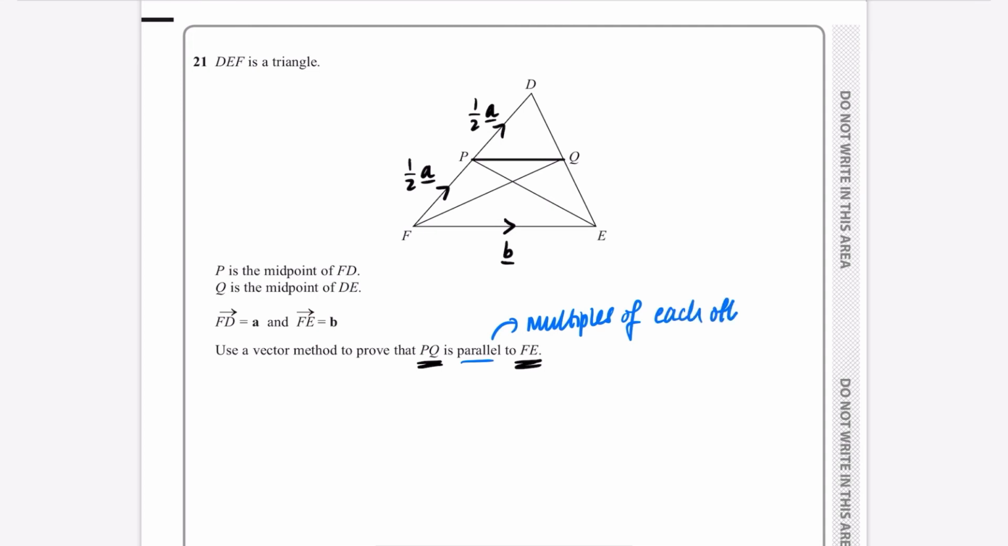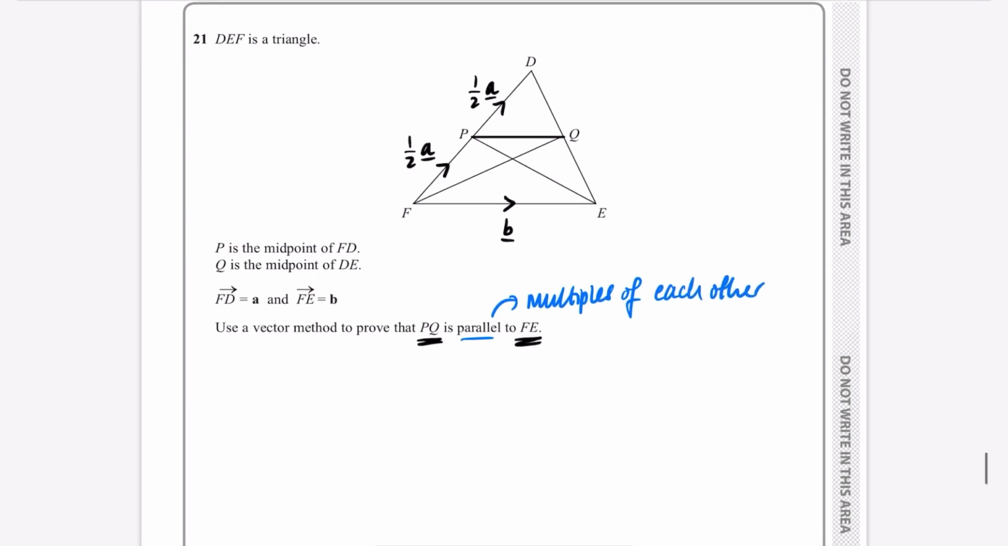So I'm going to begin by finding out the vector PQ. Well, actually, I'm going to write down what FE is. FE, very obviously, is equal to B. So if we can find out that PQ is something just as a multiple of B, then we're sorted. To get from P to Q, there are many different ways you could go. I would probably travel up here and then here. So I'm going to go from P to D, and then from D to Q.